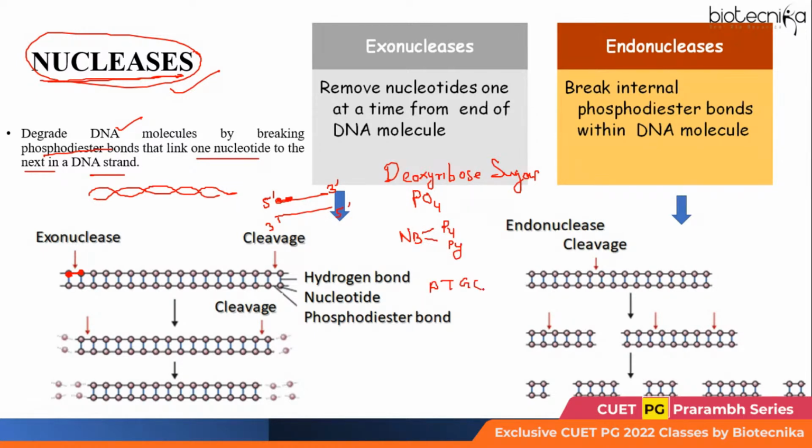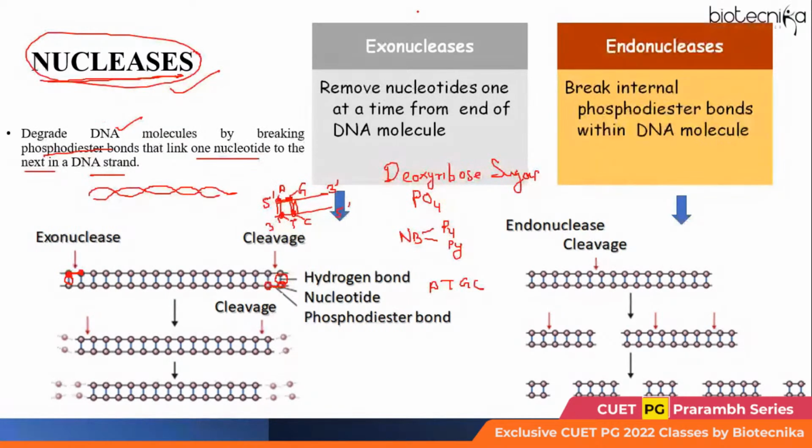ATGC. So if A is present here, it pairs with the T on the another strand with the 2 hydrogen bonds. If G is present here, it bonds with the C with 3 hydrogen bonds, right? So this bond that you see here, it's the hydrogen bond. You can see the labeling, okay? This is the hydrogen bond. So don't get confused between the bonds. Even you have to remember which bond is which one, okay? Phosphodiester bond is linking one nucleotide to another on the same strand. Now, what this nuclease enzyme will do, it degrades the DNA molecules by breaking phosphodiester bonds that link one nucleotide to the next in a DNA strand.